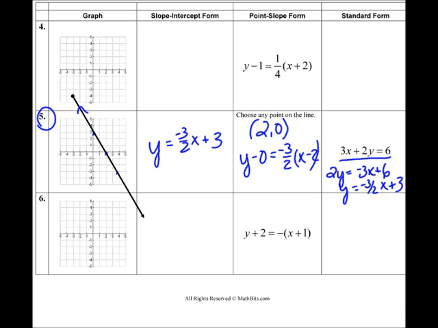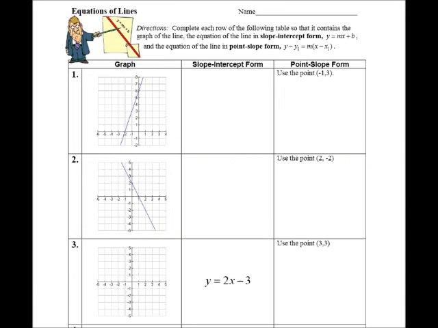Okay, so now I can put my arrows since I got my pen back. All right, so you can finish those up, and I would also like you to do this sheet that follows on the equations of lines just for a little extra practice. It shouldn't take you too long, and I'll have the answer keys up so that you can just check your work.